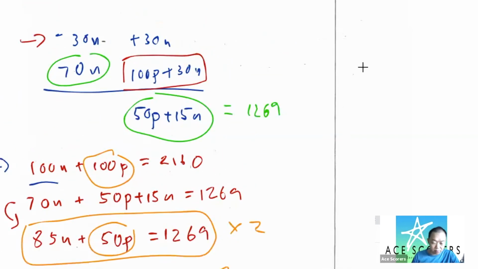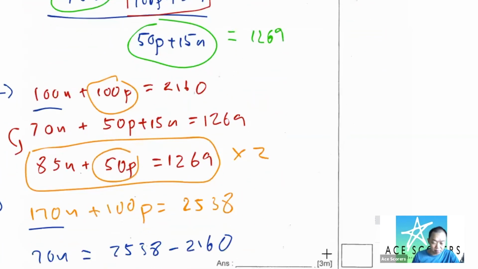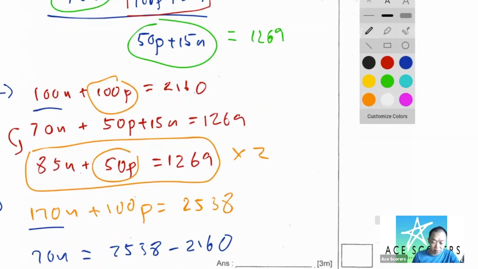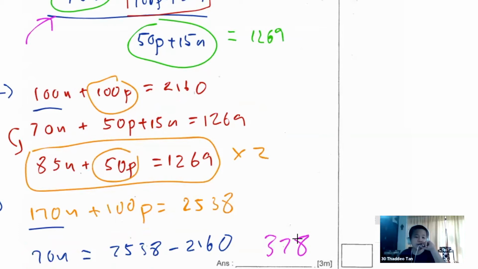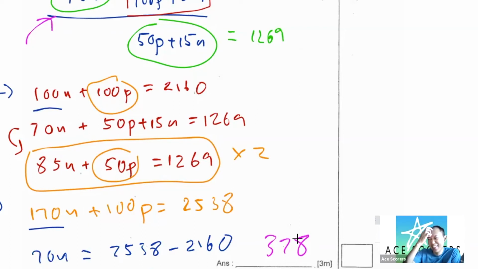Now, what's the question? How many stamps did John have in the end? Use multiple colors. John has this, and 70 U equals this. So the answer is 378. But you see, one punch. Your way, I did 2160 minus 1269 to get the difference. Then minus the difference from 1269, which will give me 50 parts. Then I divide the answer by 50, then times 70. Then I get the answer.